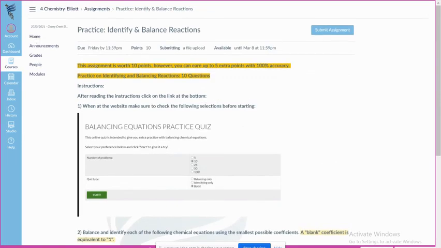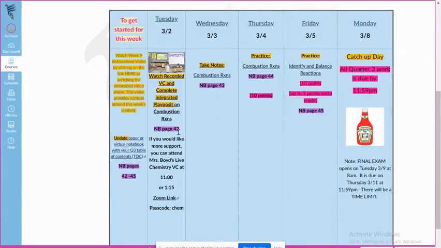And that actually finishes us out for this week's assignments. You'll notice that Monday is actually set up as catch-up day because all of your work for quarter 3 is due by 11:59 p.m. Please note that the final exam will open up on Tuesday, the 9th of March, and it'll open at 8 a.m. and then it's due Thursday.